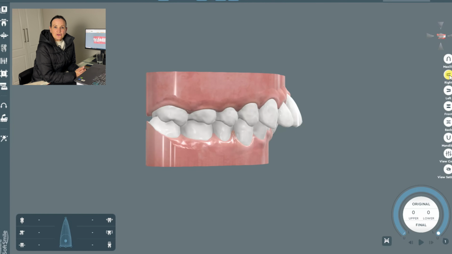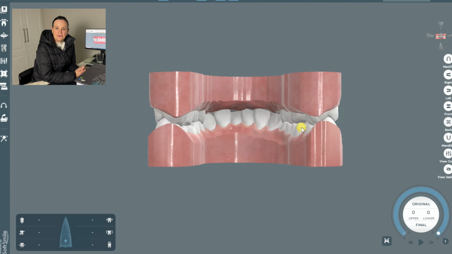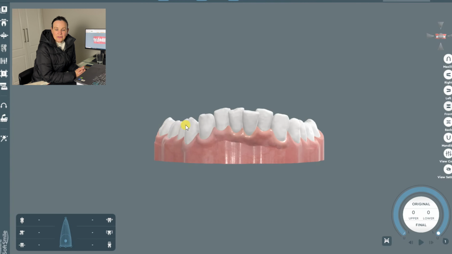Today I'm going to show you how to build in real time a Class 2 Division 2 case. This particular case is a severe case and the request is not to move the maxillary teeth at all. The patient's main complaint is the severe curve of Spee and the mandibular crowding.